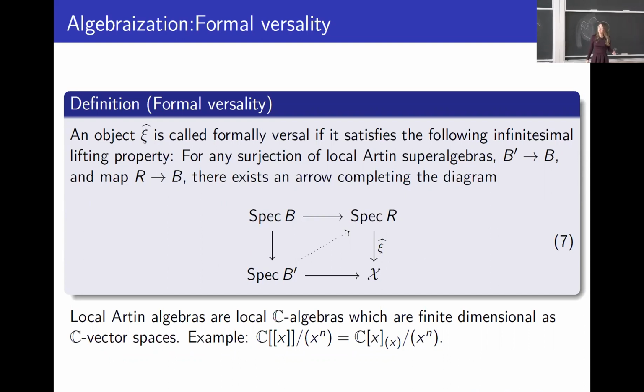Yes? Formal versality is only for local Artin, and formal smoothness is for all Noetherian algebras. Yes. So it's really a very, very local, infinitesimal condition. He's not being that nice, right? He's not going to give me a smooth cover right away. He's just going to tell me how to approximate one.